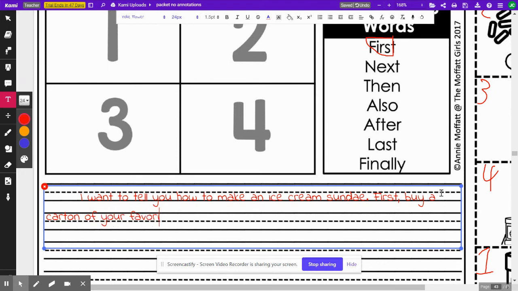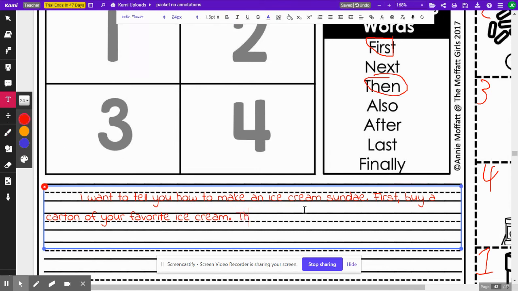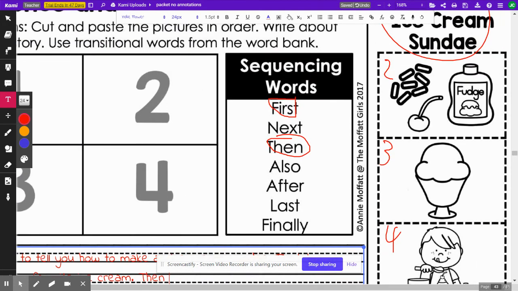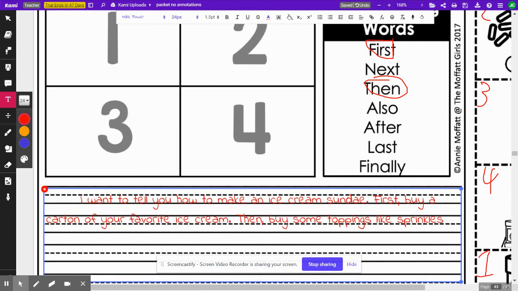You don't want to buy ice cream you don't like. Favorite ice cream. What should we use? Let's see. Next, then, also, after. Let's go with then. I like then. So we're going to go with then. Then, what should we buy? Let's see. Buy your favorite toppings. Buy some toppings. Also, I forgot my comma. Then, buy some toppings, like sprinkles, cherries, and hot fudge. Okay, so I'm not going to write the rest of it for you, but you've got to do the next one.